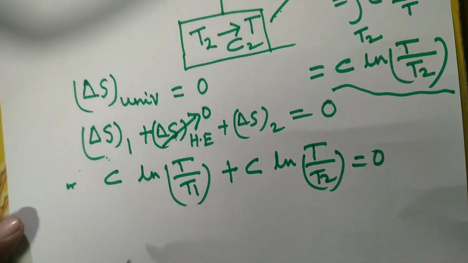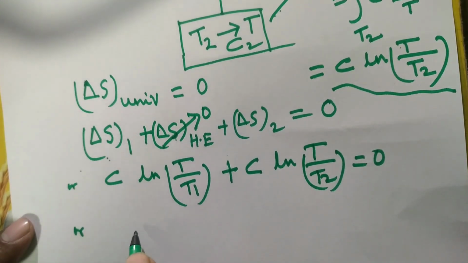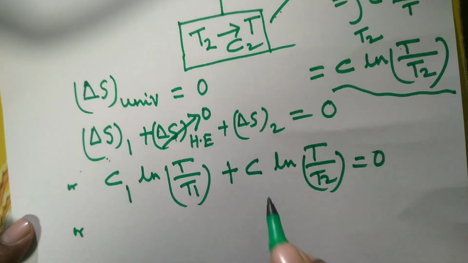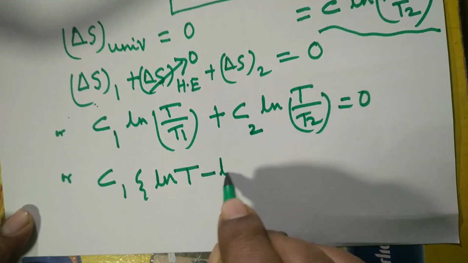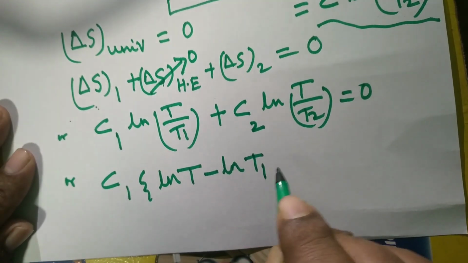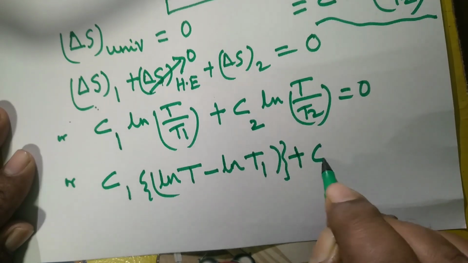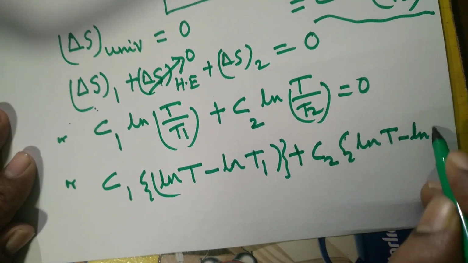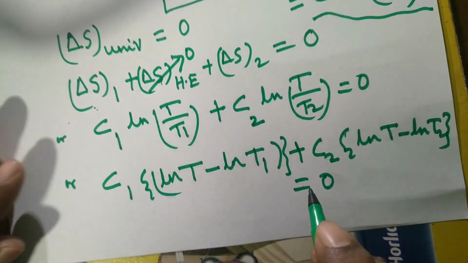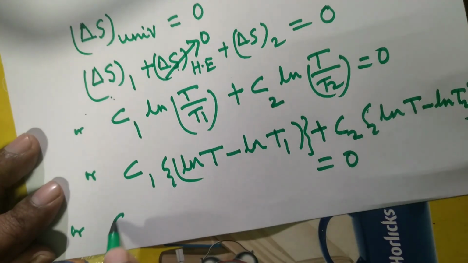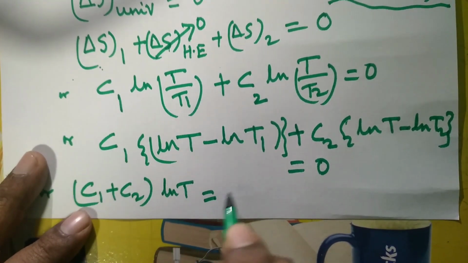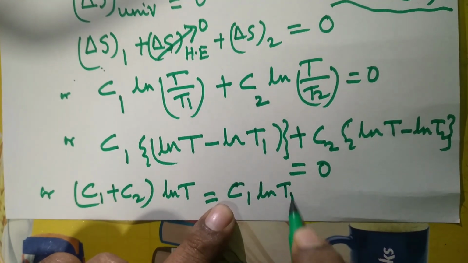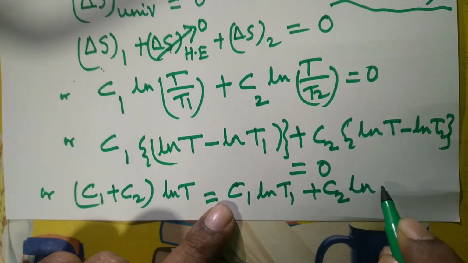This is equal to 0, so this is in fact C1, this is C1, this is C2, or C1 (ln T minus ln T1) plus C2 (ln T minus ln T2) equal to 0, or (C1 plus C2) ln T equal to C1 ln T1 plus C2 ln T2.